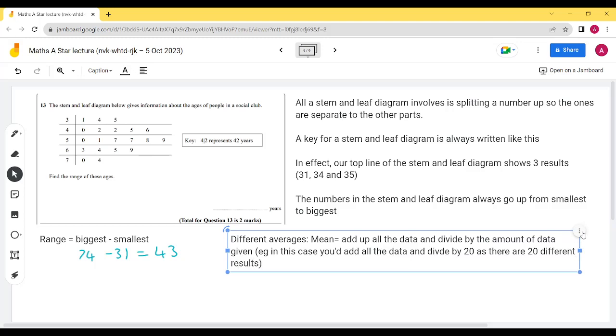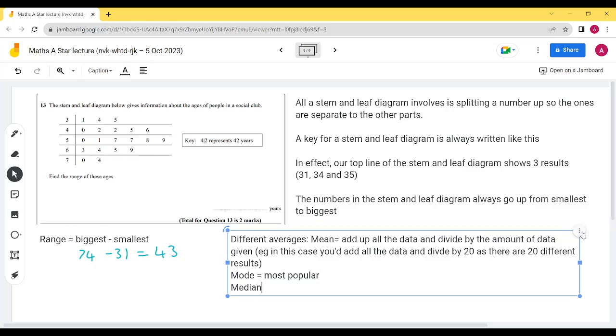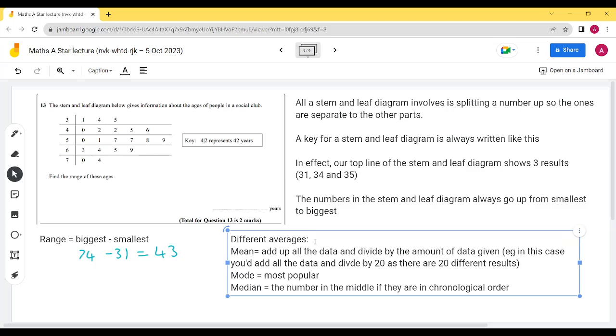So that's the mean. Then you got the mode, and the mode just means the most popular, which data is the most of, and then you got the median, which is the number in the middle, if they are in chronological order. So you can work out the median by a couple of ways. You could put all the numbers in order, cross off ones at each end like this, so cross off 31, 74 and so on like that.